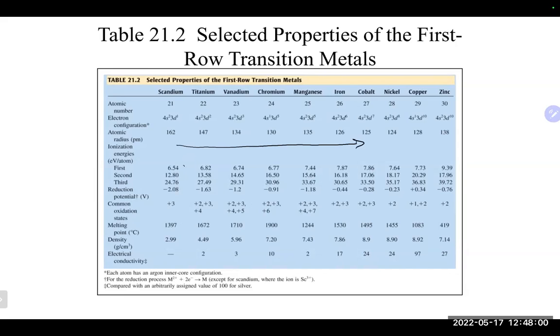This is just another ionization energy in different units, but we do see obviously the increase as you go to the right on the periodic table, and also an increase as you go from first to second to third ionization energy. Our common oxidation states, as we talked about, are +2 and +3. We also do see a slight increase in density as you go to the right. And that again is more electrons, bigger volume, and bigger mass as well.